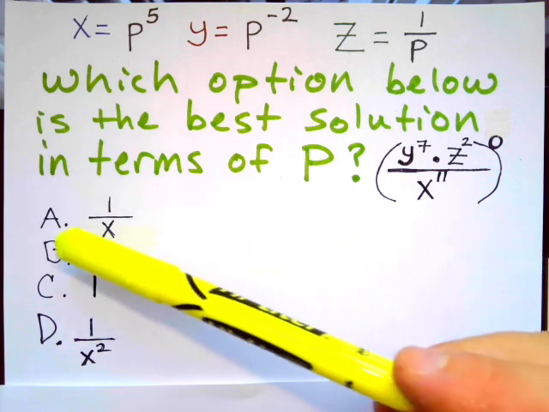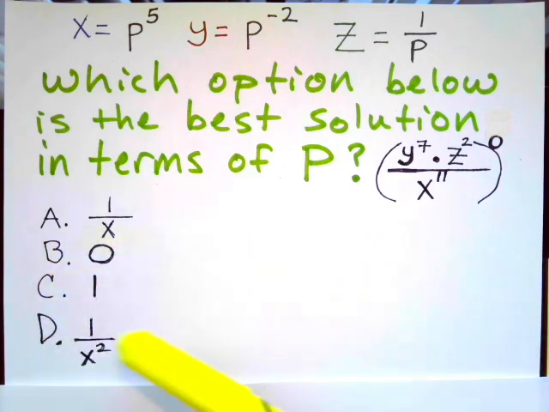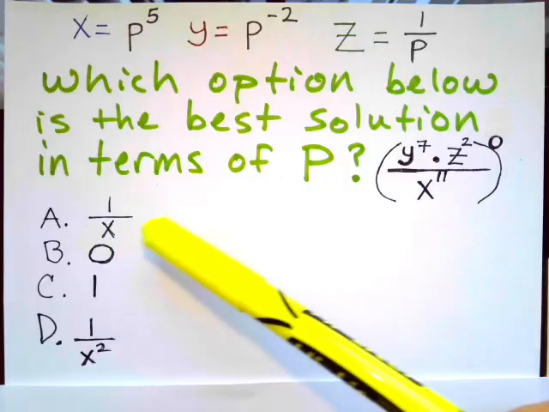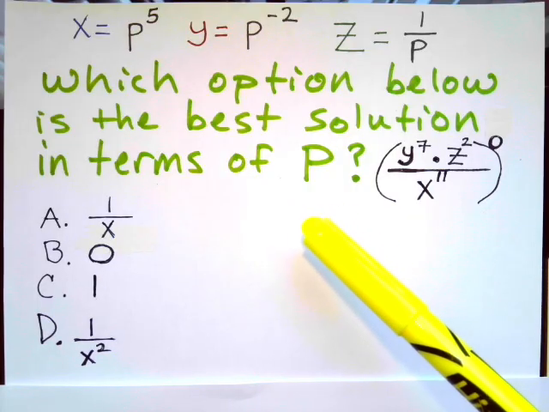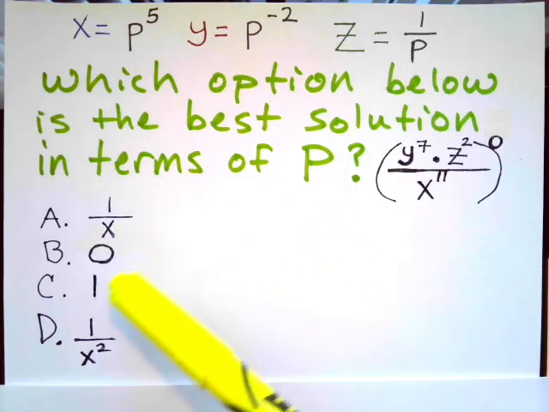Which option is the best answer? A, B, C, or D? A, 1 over x is the solution. B, 0. C, 1. D, 1 over x to the second power.